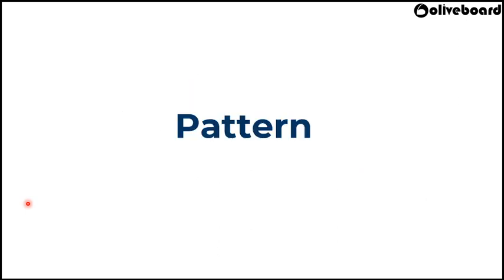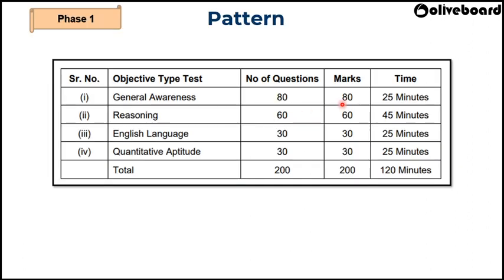Okay. Fine. So quick look at the pattern here. We're not going to be spending much time. So we know general awareness, 80 questions, 80 marks, reasoning 60 and 60 here, English and quantitative aptitude, 30 questions each and 30 marks for these sections, right? So the only important takeaway from here is GA is going to be the key to clear the examination.